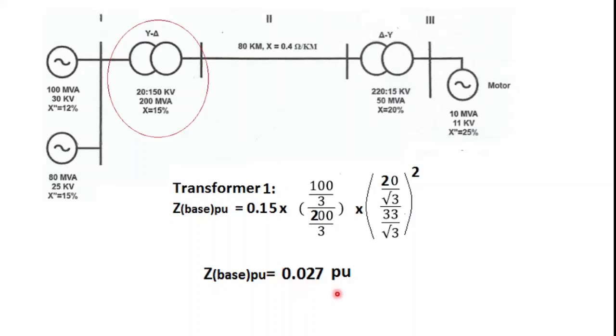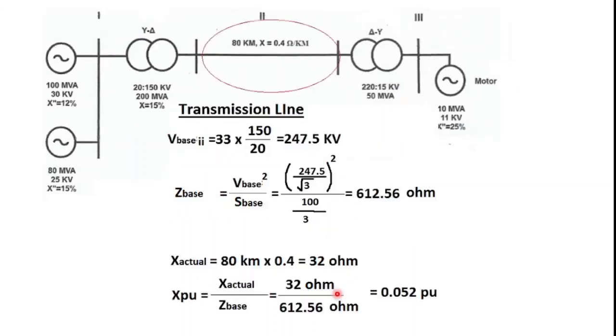So we are done with transformer 1. As for the transmission line, as I have said about one formula, V base 2 equals V base 1 into the transformer ratio. Now the V base 1 was given in the question, 33 kilovolt, into the transformer ratio, which is this ratio, as you can see.